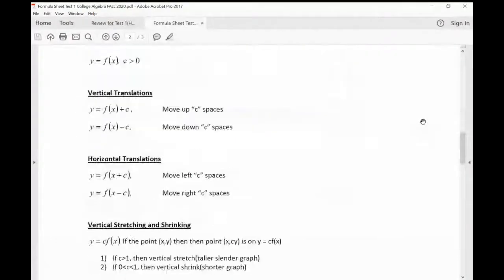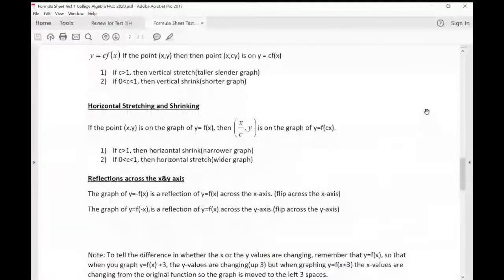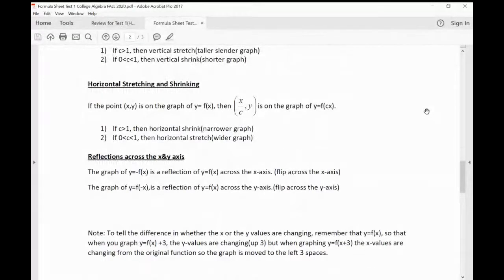This is a formula sheet here. I'm looking at this part where it says horizontal stretching and shrinking. It says if the point (x, y) is on the graph of y equals f of x, then (x divided by c, y) is on the graph of y equals f of cx. I want to use this piece to do my problem.